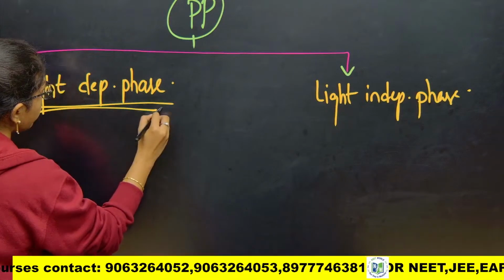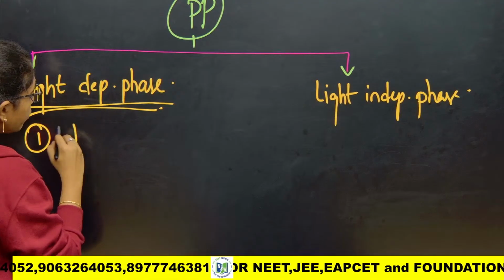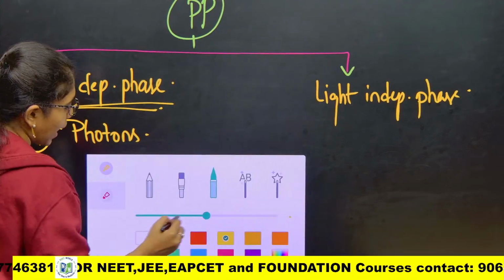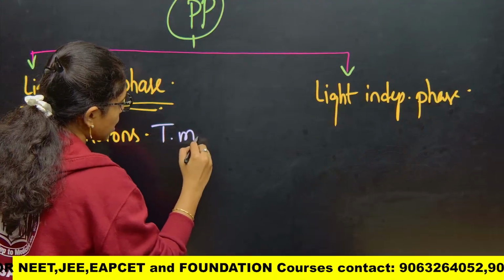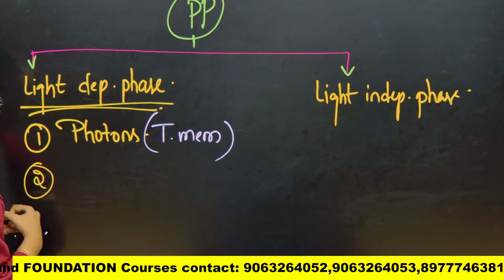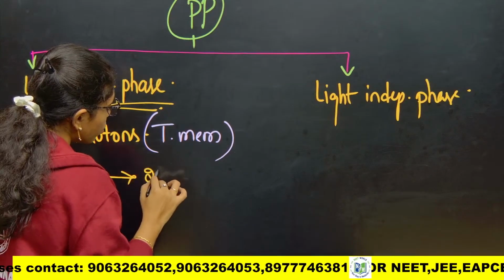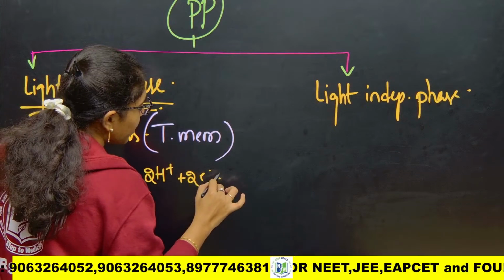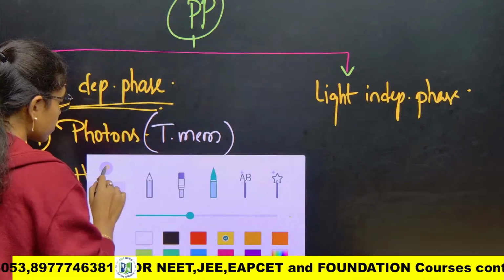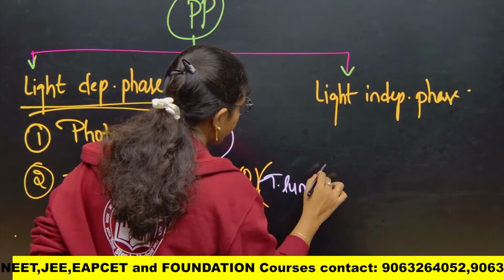So, the light dependent phase has three steps. First is absorption of light in the form of photons. This takes place in the thylakoid membrane or thylakoid lamellae. Second step is photolysis of water, where one water molecule is photolysed to 2 protons plus 2 electrons plus an oxygen atom. This takes place in the thylakoid lumen.